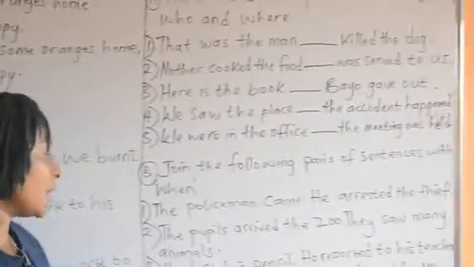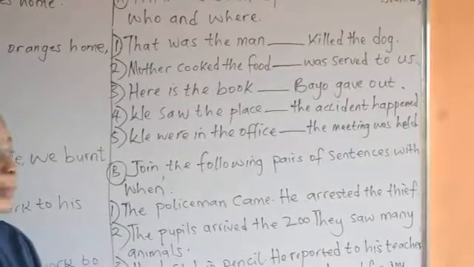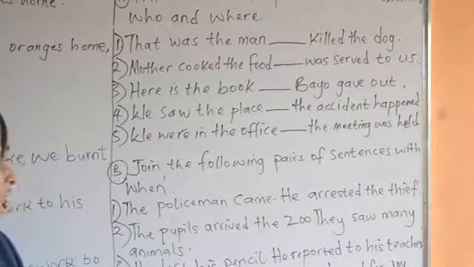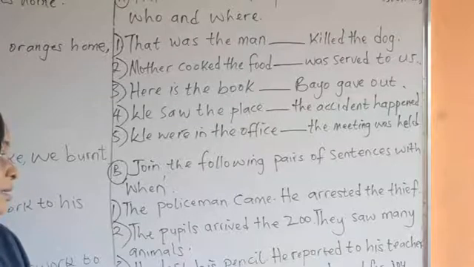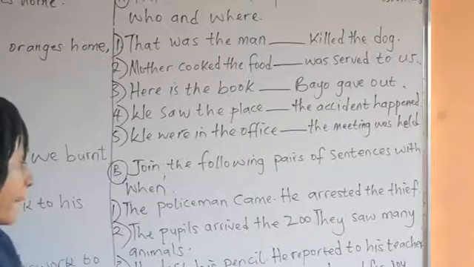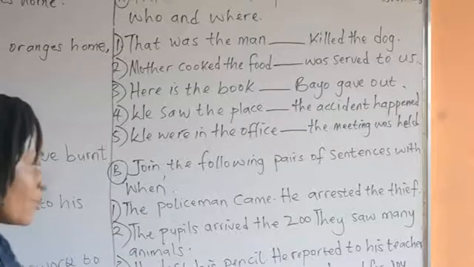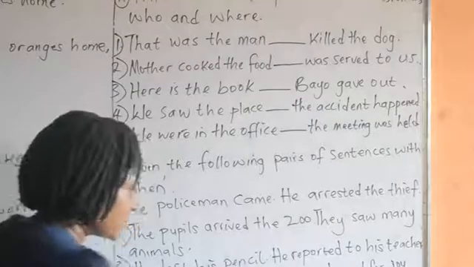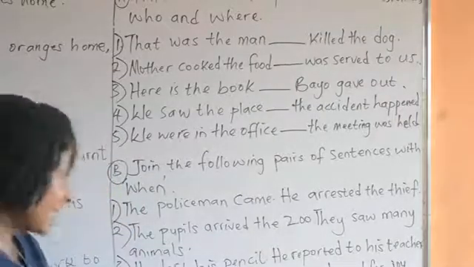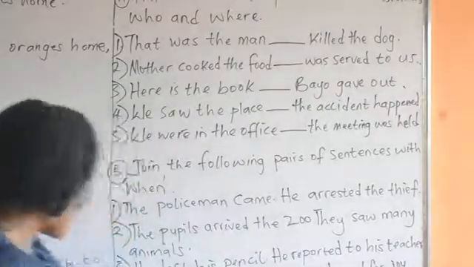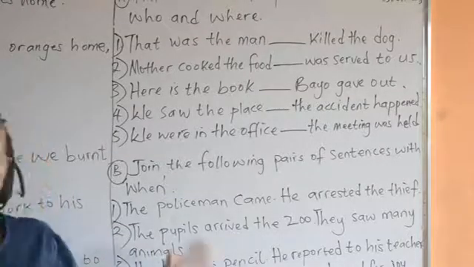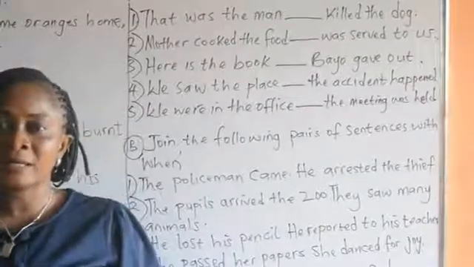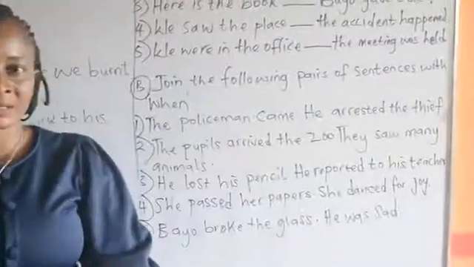Number 3. He lost his pencil. He reported to his teacher. 4. She passed her papers. She danced for joy. 5. Bayo broke the glass. He was sad. Please go over the video again and then carry out these exercises.